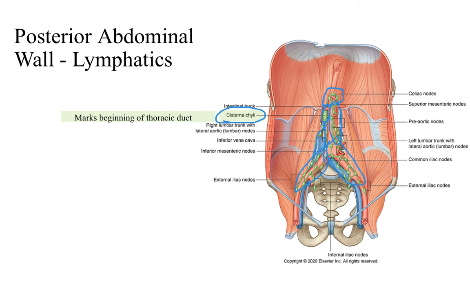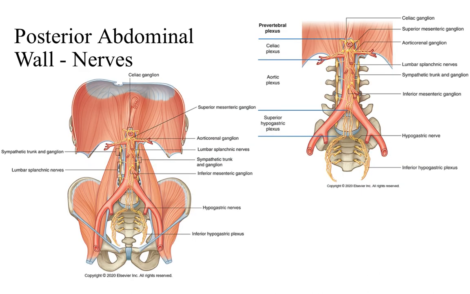So it's important to remember that. But as far as a physical exam or anything you'll be able to feel, you won't be able to feel any of these lymph nodes when they are inflamed or under disease conditions. So mainly just be aware of the cisterna chyli, and that marks the beginning of the thoracic duct, which we've already talked about.